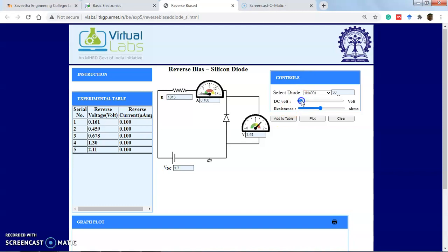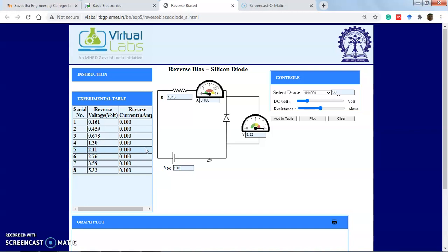Then 3.1, 4, 5. See, there is no change of current. We are getting the same value, because in reverse bias, as we already discussed, when we give voltage to the diode, the depletion layer increases. That means there is no flow of current. That means the diode acts like an insulator.